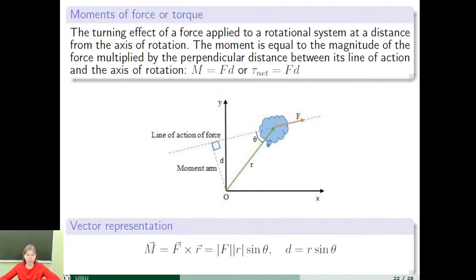And then, a moment of force, or torque. Torque is a turning or twisting action on a body about a rotational axis due to a force. If a force is exerted at a point given by the position vector r relative to the axis, then the magnitude of the torque is, look here, M, the moment of force or torque.